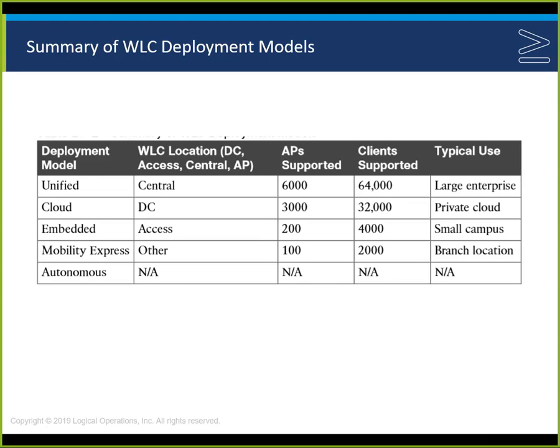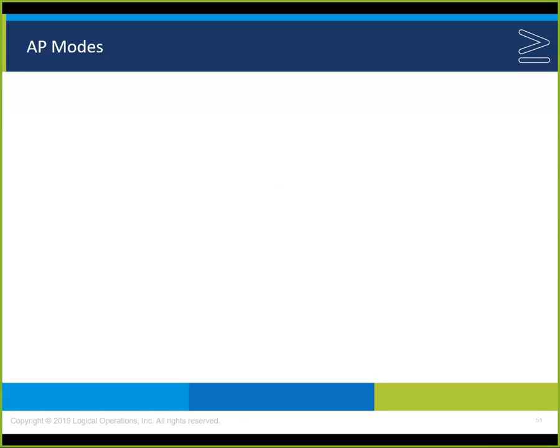For the wireless LAN controller, the central, the DC access, or other, we look at the number of access points that are supported and the number of clients that are supported, and that's a tremendous number of clients. When you look at these, we have 200 APs and 4,000 clients. It's about 20 per. 100 and 2,000 is about 20 per. The 3,000, now it's a little bit more. It's about 10 per in the private, and about 10 per when we do these things. It's just how many can be connected to each access point. 20 to 30 is a typical number that I think you're going to hear.